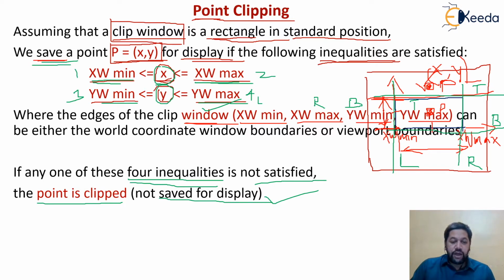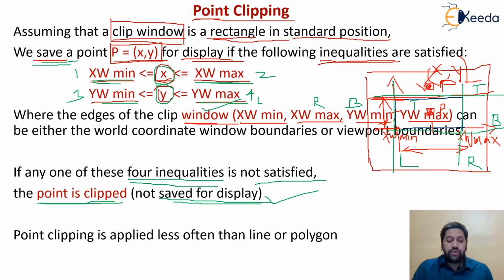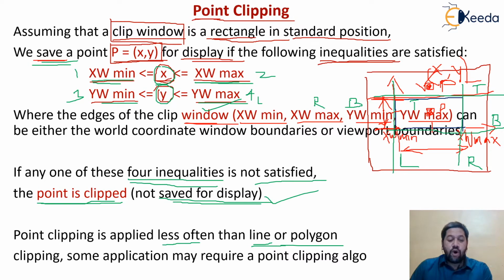Else, if any of the four conditions fails, it indicates that the point is clipped and it is not saved for display purposes. So this is the simple condition for point clipping. Point clipping is very simple, but it is not used in many cases. Point clipping is applied less often than line clipping and polygon clipping. Most applications use line clipping or polygon clipping.